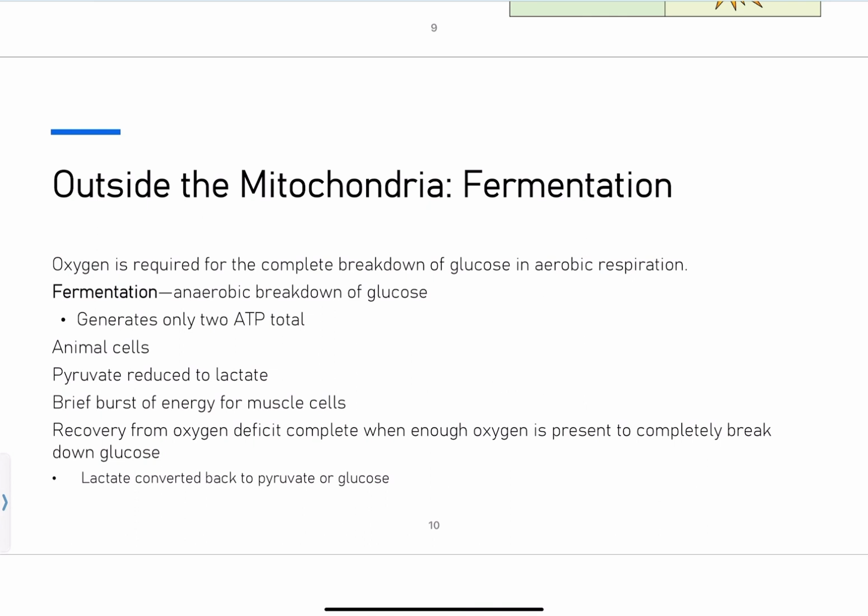However, this process is going to provide a quick burst of energy, especially useful during those intense muscular activities when the oxygen supply is limited. However, lactate accumulation can also contribute to muscle fatigue. So once adequate oxygen is restored, a state known as recovery from oxygen deficit, we're going to take lactate, transport it to the liver, and convert it back to pyruvate for use in aerobic respiration, or recycle it into glucose via a different cycle, which we're not going to talk about.